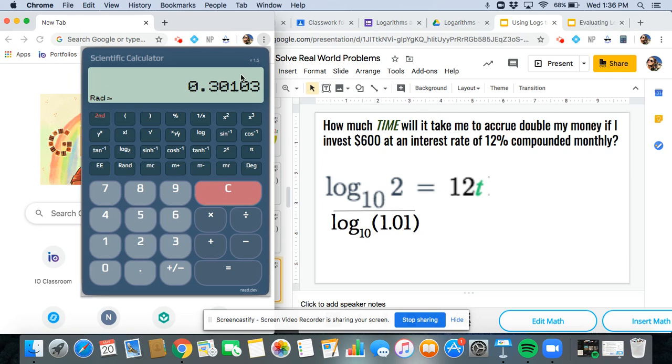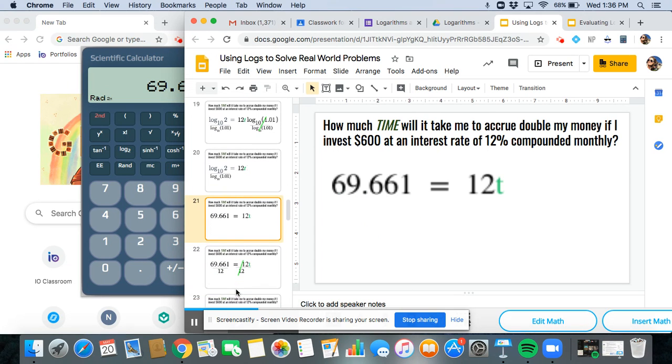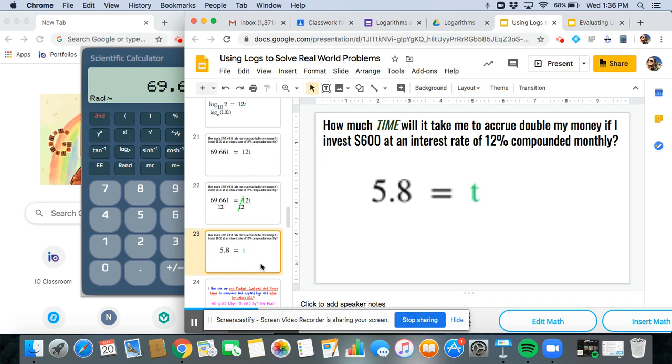All right, so this was the value of log base 10 of 2, and we're dividing it by the log base 10 of 1.01. There we go. We should get 69.661, and then your last step is just to divide by 12 on both sides. To get the t alone, it'll take 5.8 years.